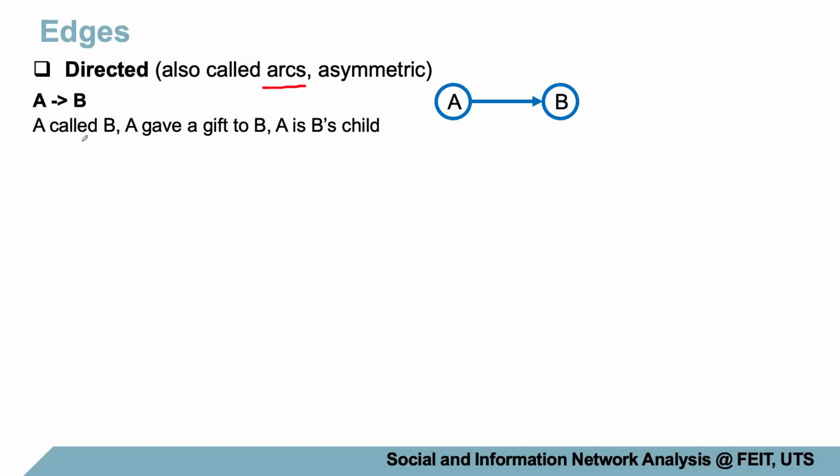That means the relationship between the 2 vertices, like A and B, there is a direction, or the relationship is symmetric. For example, A calls B, that means A started the call to B, or A gave a gift to B, then B receives a gift, or A is B's child. So we use A to B to represent this relationship. We call this directed edge.